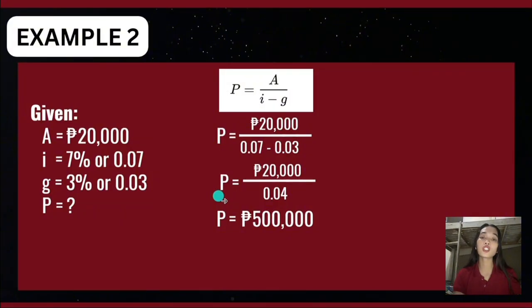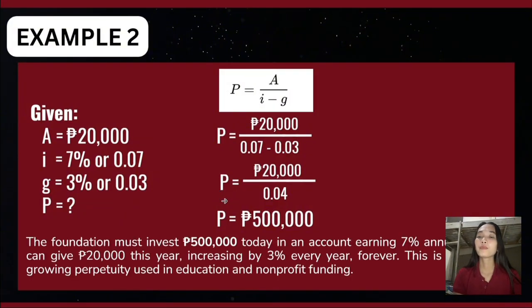So in conclusion, for this example, the foundation must invest 500,000 pesos today in an account earning 7% annually. So it can give 20,000 this year, increasing by 3% every year forever. So this is a real growing perpetuity used in education and non-profit funding. So I guess that ends my example. I hope you learned something.